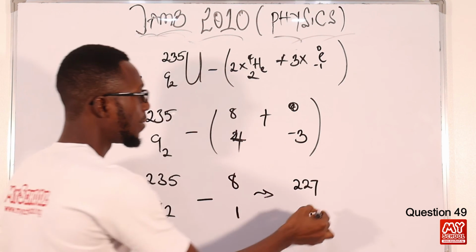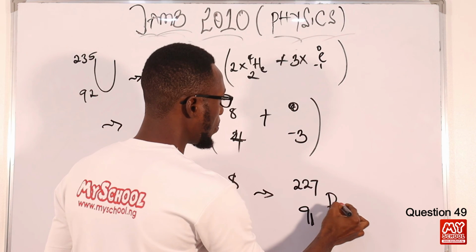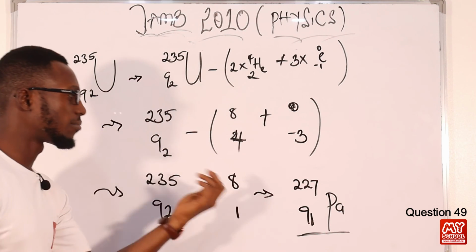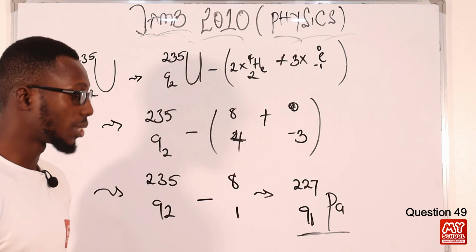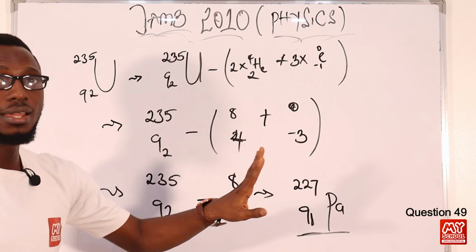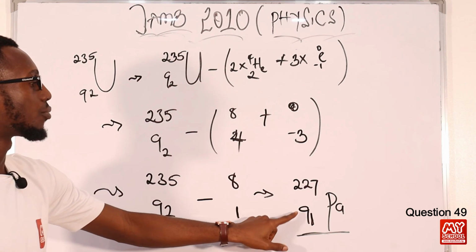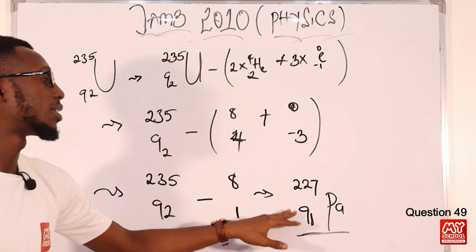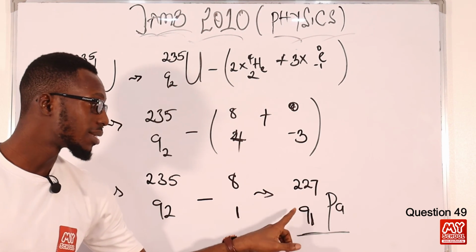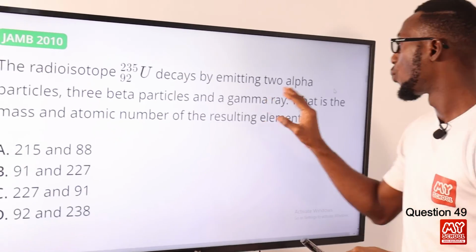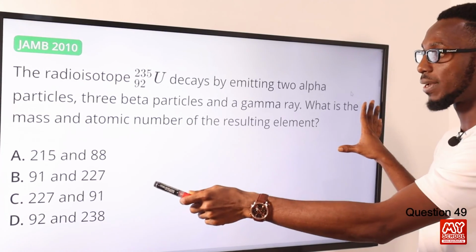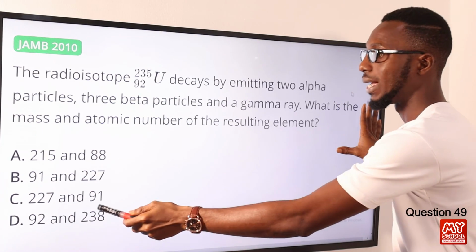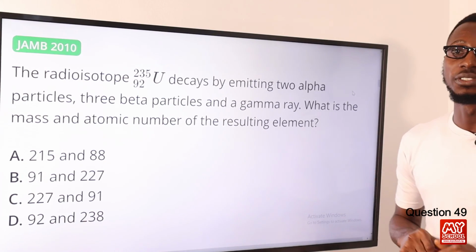For the unknown element, let me just represent it with the symbol Pa. Though I'm looking at the atomic mass, it doesn't fit for the element with the symbol Pa. So the new atomic mass and atomic number should be 227 and 91 respectively. So look at the order: atomic mass first, that is 227, then atomic number 91. So option C is the right option.